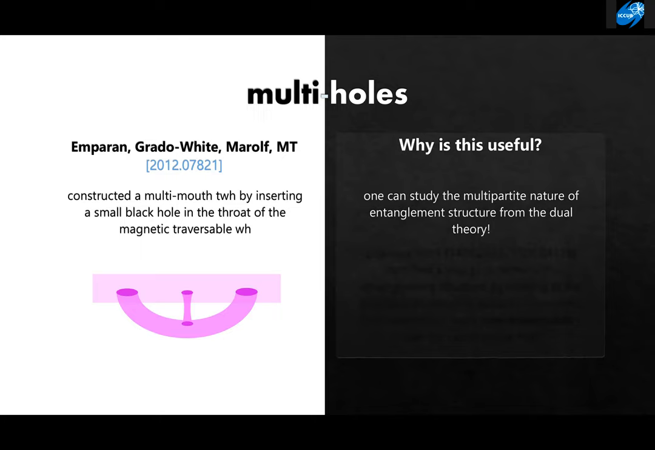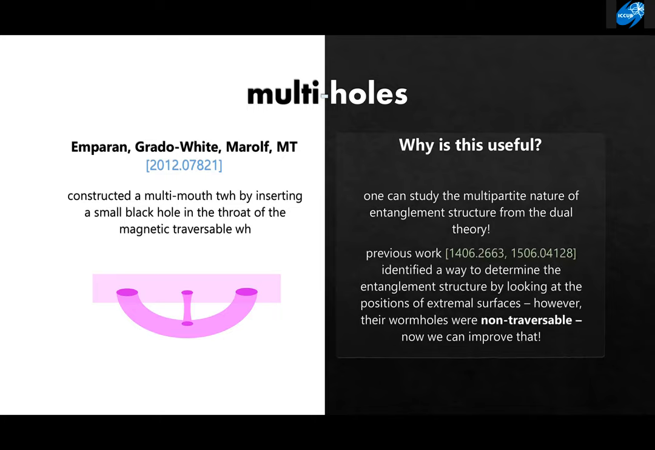What we know from previous work is that they managed to deal with non-traversable wormholes, and they saw that they can determine the entanglement structure of these wormholes by looking at positions of certain surfaces. It's a scheme that doesn't matter now, but they found a way to actually pin down what the entanglement structure is just by looking at some surfaces, which is pretty simple. However, as I mentioned, these wormholes were non-traversable, and now we can actually improve on this. So this is something that we might do in the future.